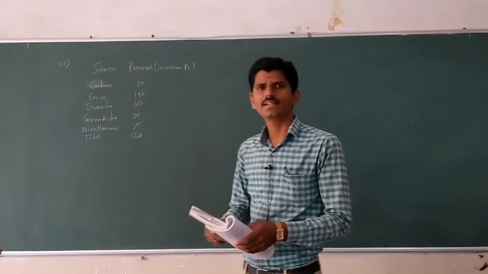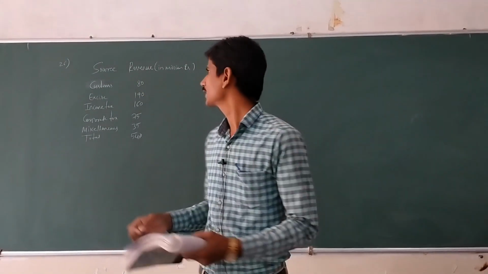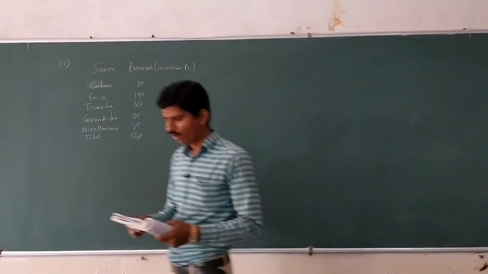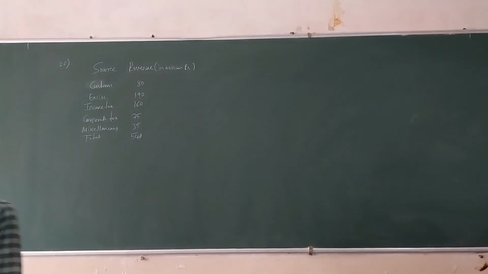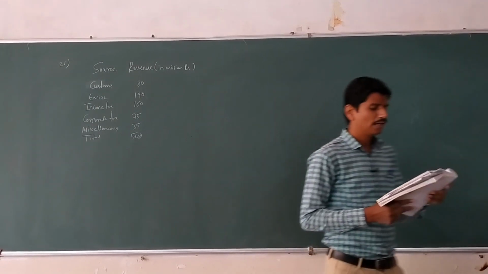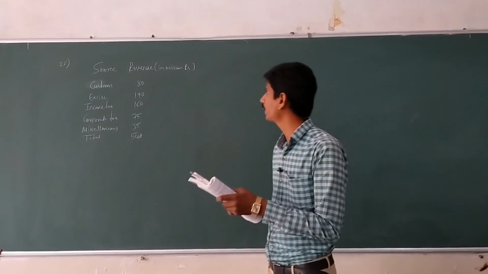Today we shall discuss the remaining problems based on a pie chart. Here the 26th problem is: for the following data regarding the income of the government from different sources, draw a pie chart and component diagram. Here there are given sources with respect to revenues.